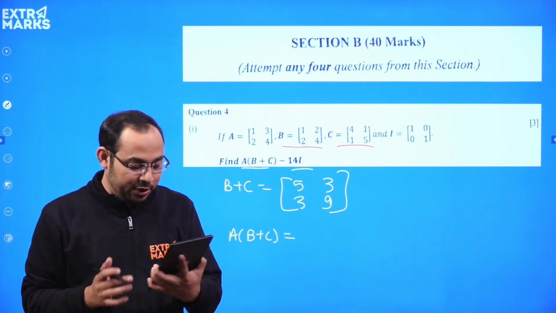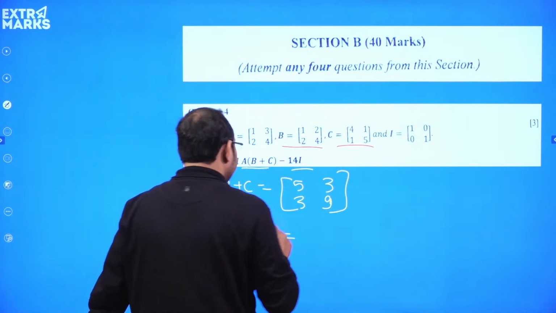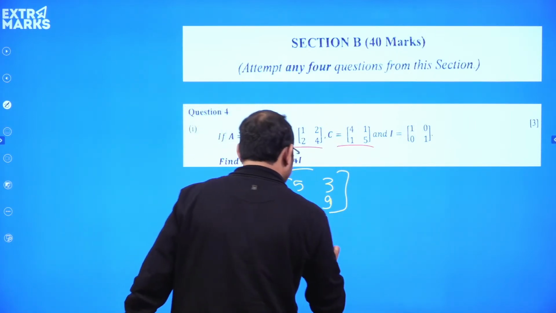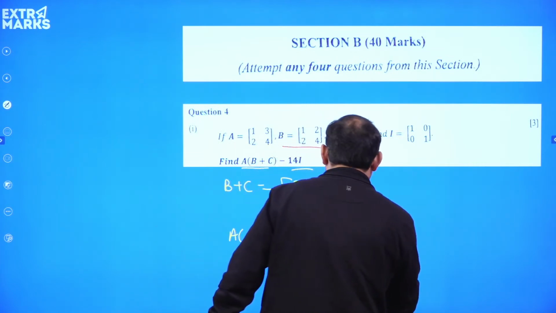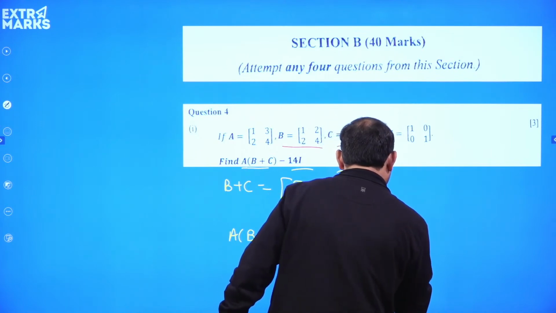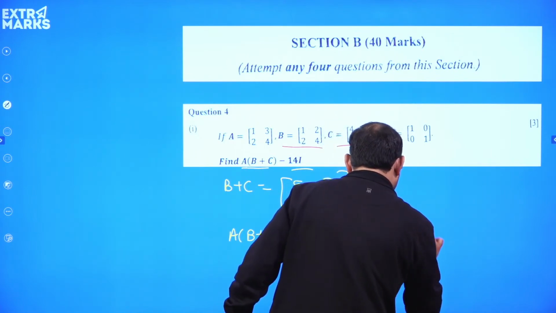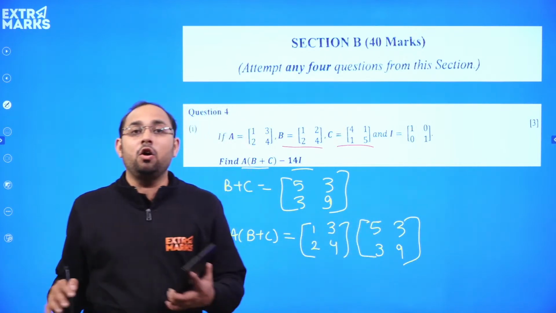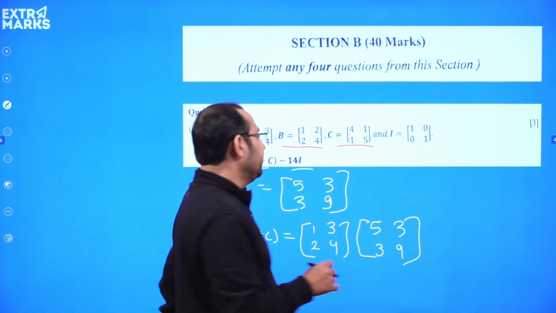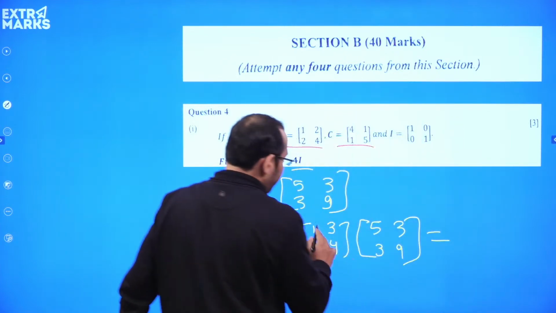Did we do this? Let's see. So what do we have? 1, 2, 3, 4. And then we multiply it with 5, 3, 3, 9. ठीक है, तो हमने क्या किया है? हमने मल्टीप्लिकेशन किया है ऑफ A with B plus C. इन दोनों के मल्टीप्लिकेशन से what am I getting?